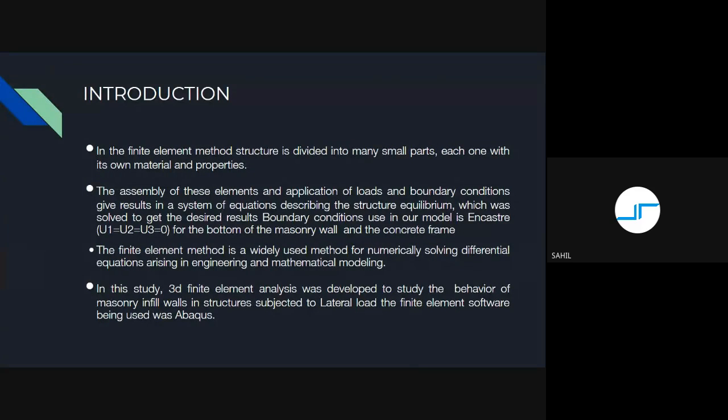So the introduction for the topic. In the finite element method, a structure is divided into many small parts, each with its own material properties. The software that we are using is Abaqus for the finite element method. The assembly of these elements and the application of loads and boundary conditions give a system of equations describing the structural equilibrium, which is solved to get the desired result. The boundary condition used in our model is encastre, that is, movement in x, y, z directions and rotation about x, y, z are 0. The finite element method is widely used for numerically solving different equations arising in engineering and mathematical modeling. In this study we are using Abaqus to solve for the behavior of masonry infill walls subjected to lateral loads.